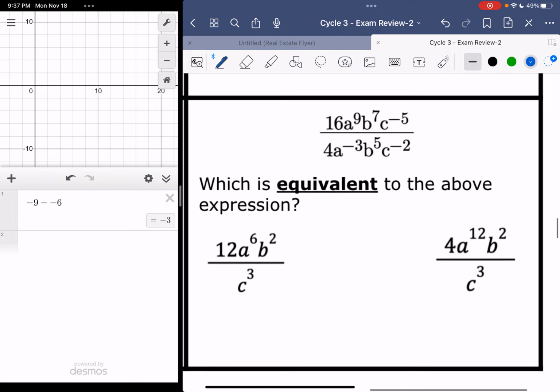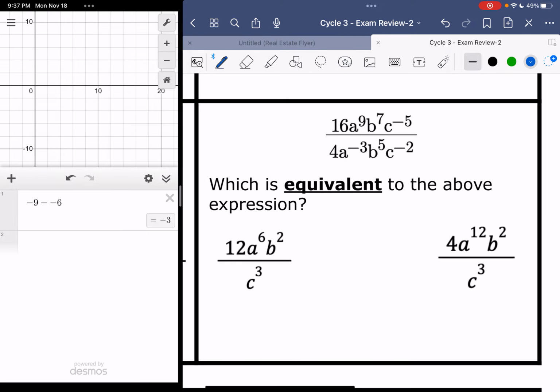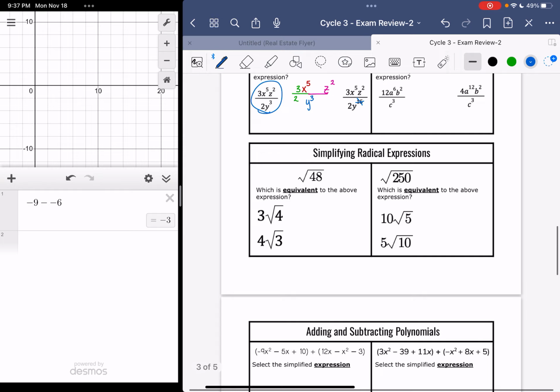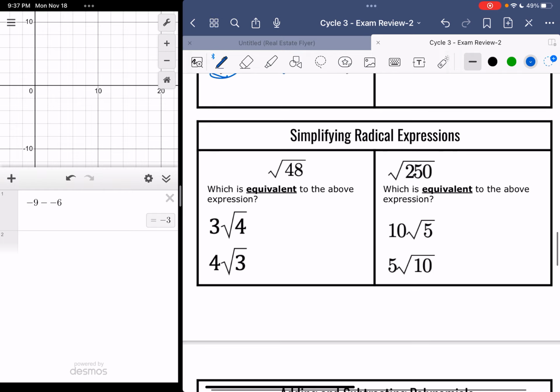All right, I left you one to do here. It doesn't have anything crazy happening with the fractions on this one. All right, our next one, simplifying radical expressions. It says, which is equivalent to the above expression? I'm going to leave this 250 for y'all to do.